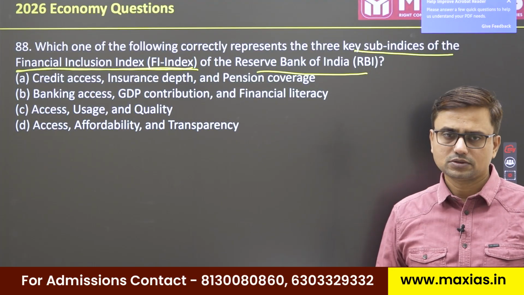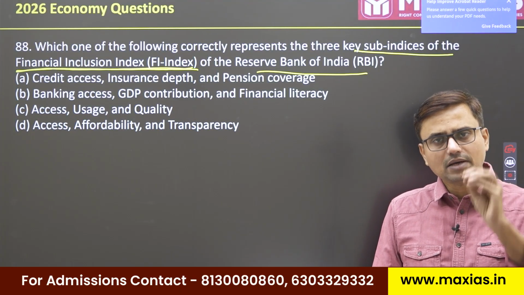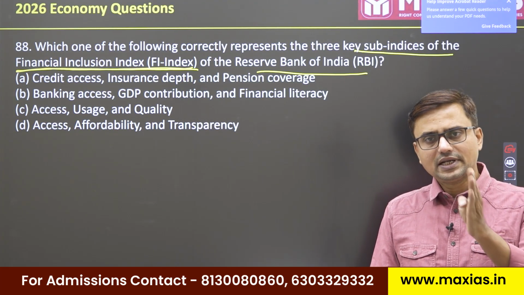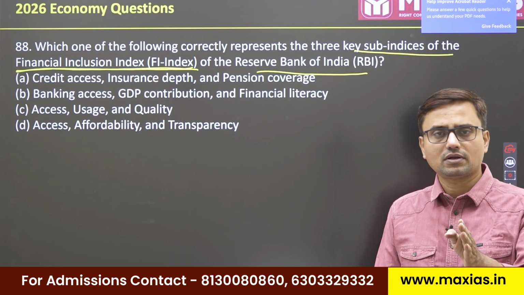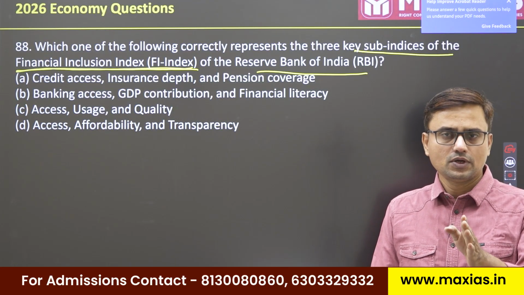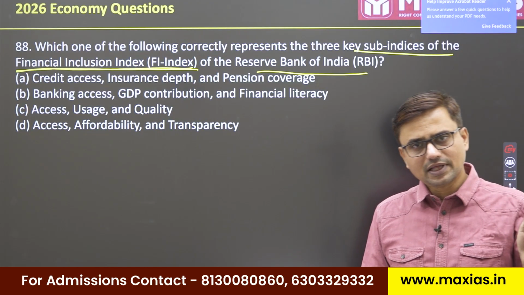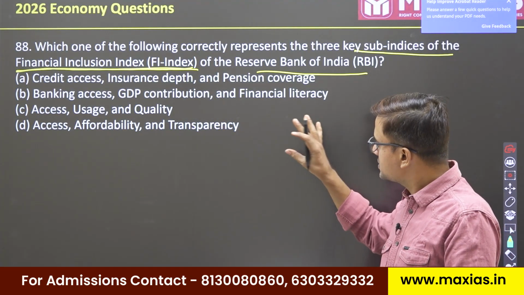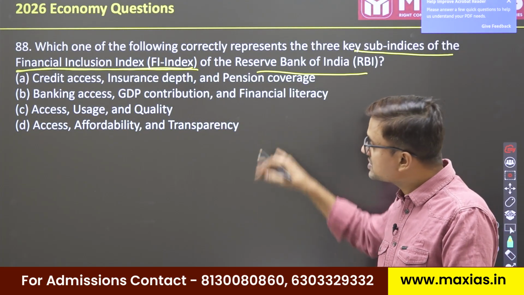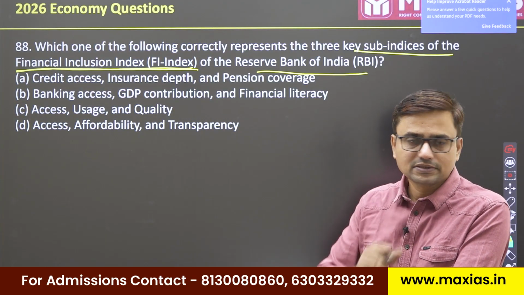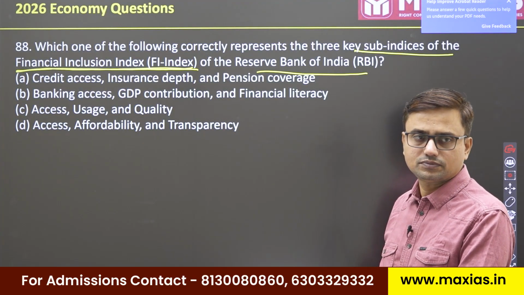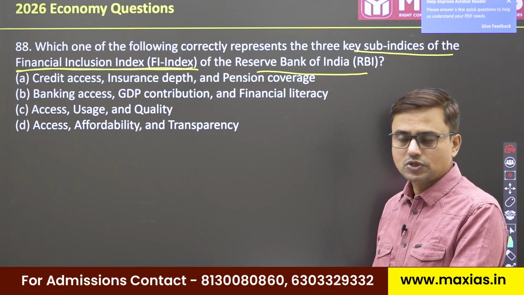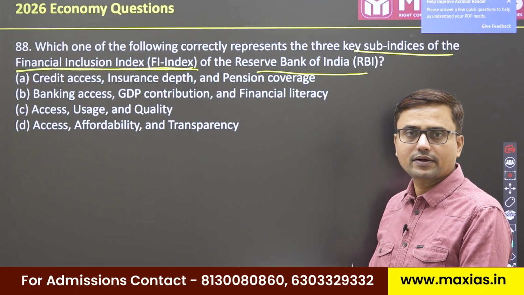let's decode the options. Here, what are the three key sub-indices of financial inclusion index? So financial inclusion index, it shows how far financial inclusion is undertaken. So what are the criteria? What are the three major sub-indices? Credit access, insurance depth, financial coverage. Choose the best. Credit access, insurance depth, pension coverage.